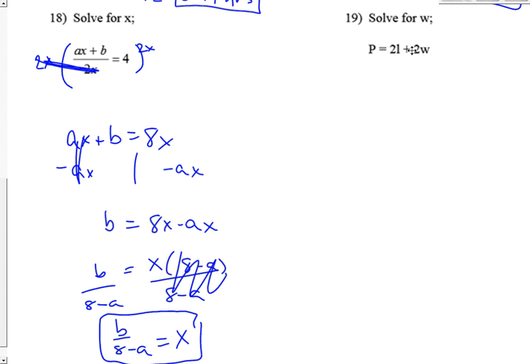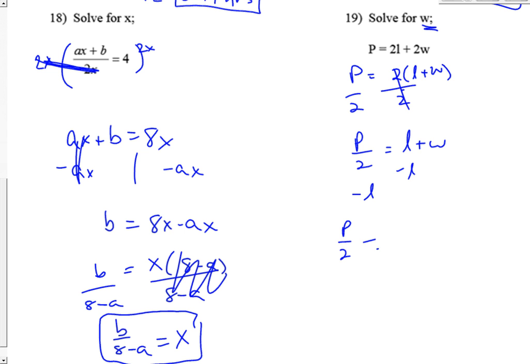And finally, the last problem. We are solving for w. There's only one term with w here. The way I see it, I see a 2 here for both of these, and I can factor that out right away. So 2 times L plus W, and then I can divide by the 2. I get P over 2 equals L plus W. Then I'm going to subtract the L from both sides, and I just have P over 2 minus L is equal to W. And that's the end of the review.